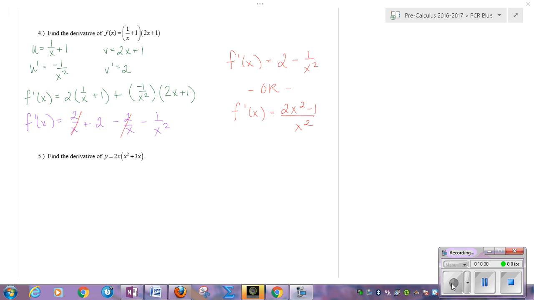Okay. All right. So that's it. Like there's really nothing else to show you when it comes to the power rule. It's all pretty much the same.